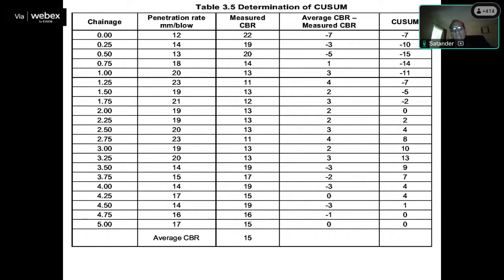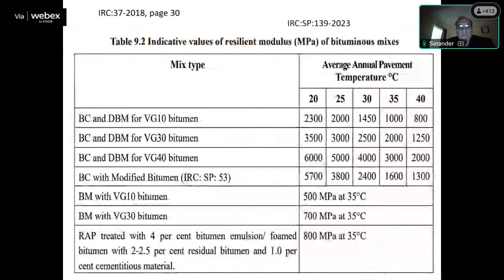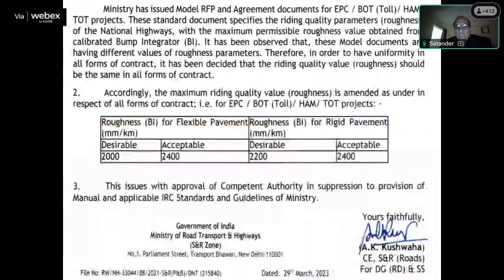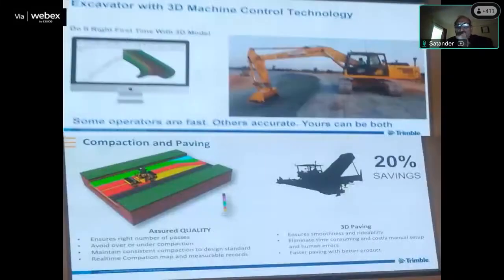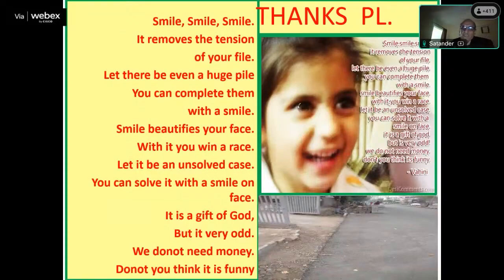Again, I am repeating, X-axis chainage, then CBR 15, 15 minus each value, then cumulative of this. And you take the cumulative, now draw the graph between cumulative sum and the chainage. So one section, two sections, three sections. Then we can have the CBR also. Frequency is also given here. Roughness has increased now. This is the last. Now we can have the question answer.